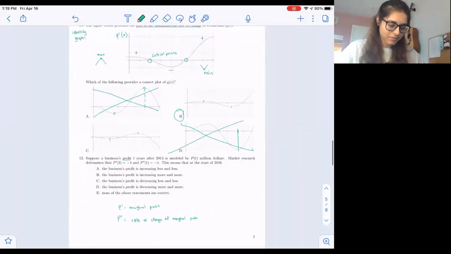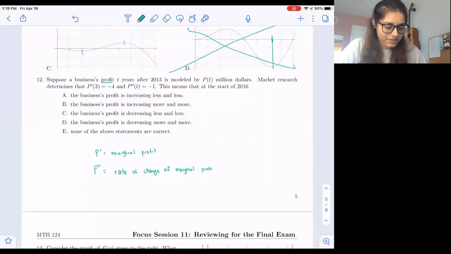Suppose a business's profit 2 years after 2013 is modeled by P of T, in $1 million. Market research determines that P prime of 3 equals -4 and P double prime of T equals -1. This means that at the start of 2016, which are the answer choices? Okay, so this one's a little tough. You have to really think about it. It's a concept question.